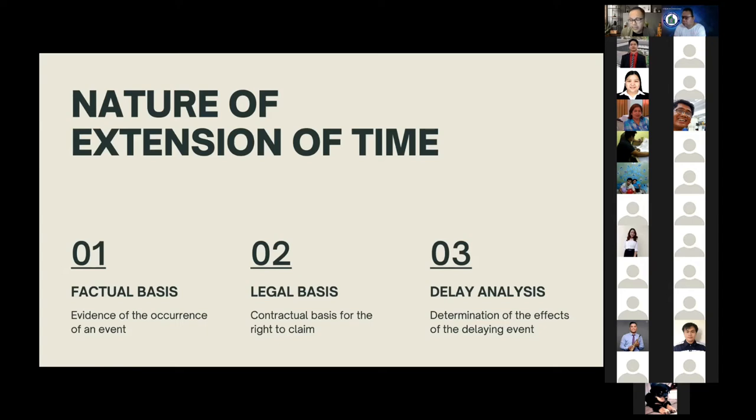And then finally, the third burden, and probably the most difficult burden to overcome, is proving that you have been delayed. So this is what we call the delay analysis. For the contractor to be entitled to an extension of time, the contractor must prove that the event which has occurred has caused them delay. There are several delay analysis procedures to determine the effect or the lack thereof of an event. Delay analysis will also lead the determination.